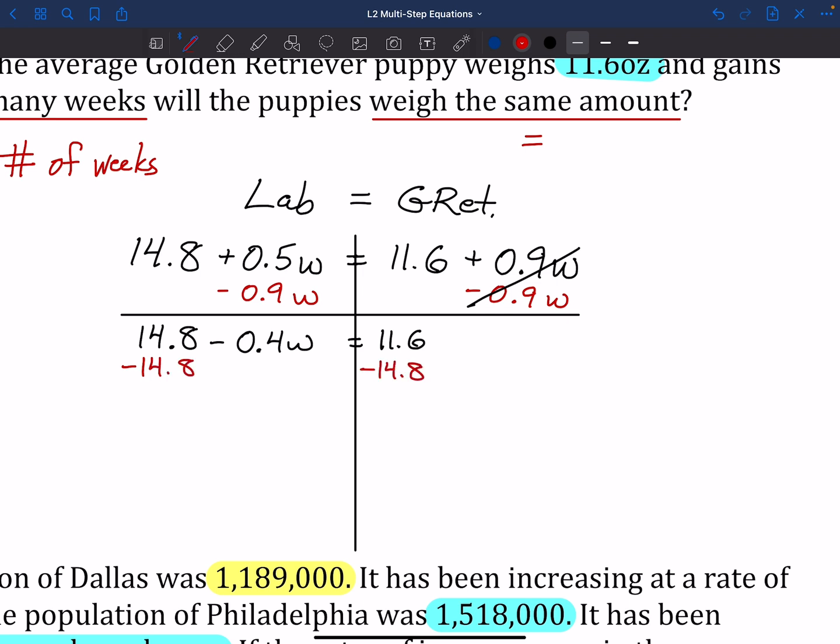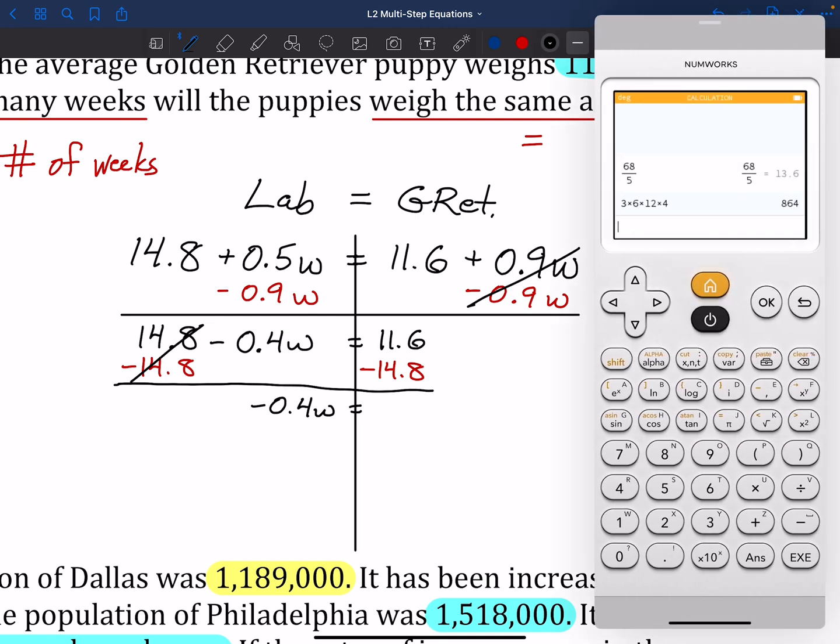I now need to move all of my other numbers, namely this 14.8, away from where the W's are. All right, so let's go ahead and do that. So this 14.8's cancel. We have negative 0.4W equal to 11.6, just to make sure I don't mess this up. It's still a little bit early in the morning when I'm recording. 11.6 minus 14.8 is negative 3.2.